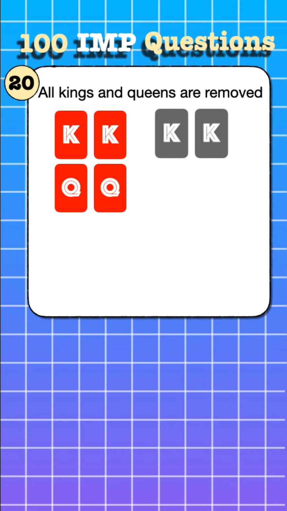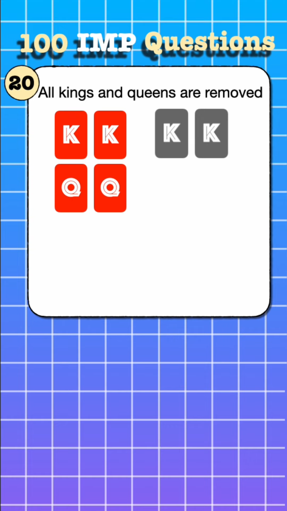Let's start 100 question series. Question number 20. All kings and queens are removed from a pack of 52 cards. The remaining cards are well shuffled and then a card is randomly drawn from it. Find the probability that the card is first a red face card and second a black card.